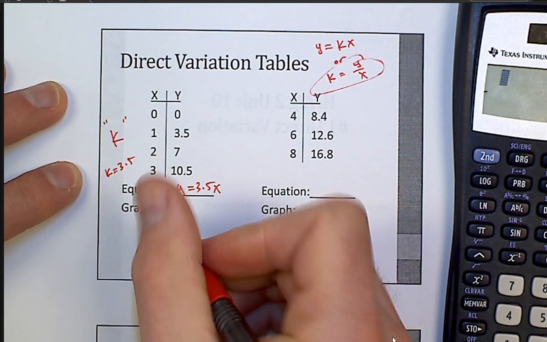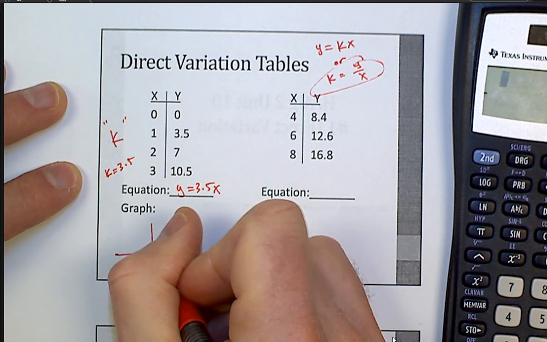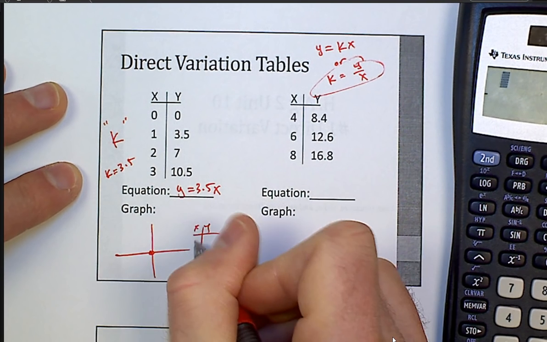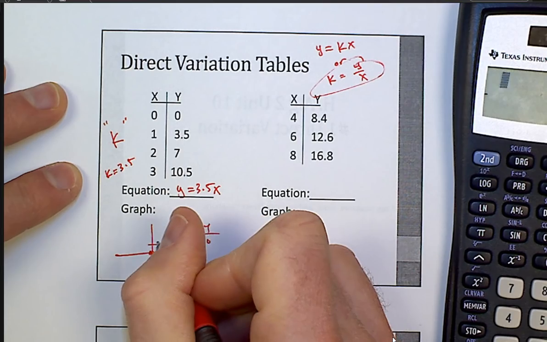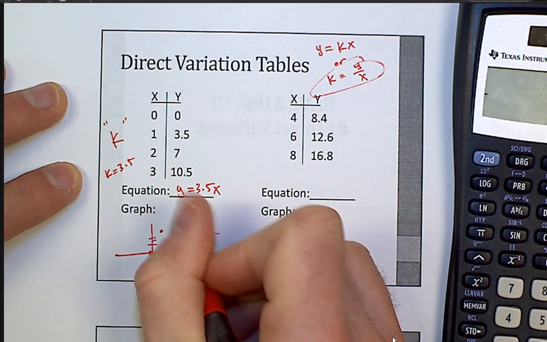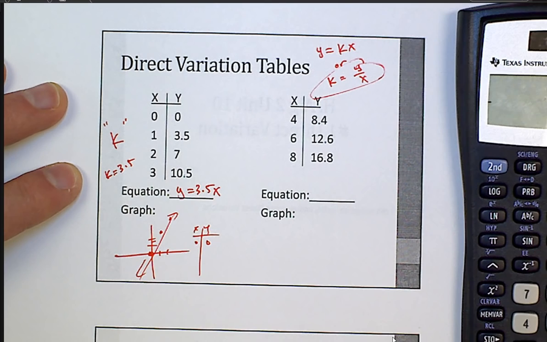Again, if you were to graph this, start at 0, 0, because if you plugged in a 0, you get 0, and then it's 1 and 3.5, right? And then you get the idea, and we're just going to continue to graph this.